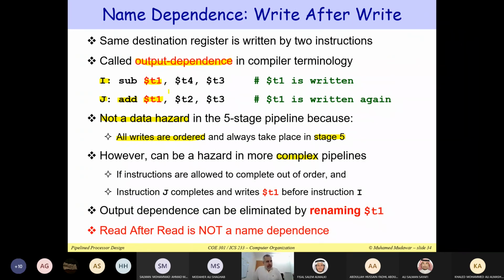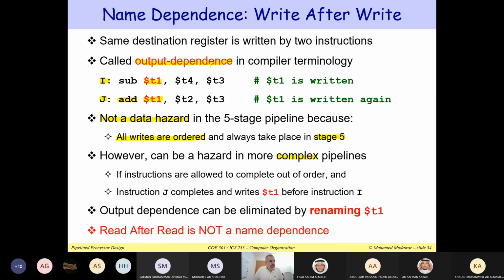So in our 5-stage pipeline, again, it's not a data hazard, but it can become one if you have a complex pipeline and you allow instruction J to complete before instruction I. If these complete out of order and I write to T1 out of order, then the final value of T1 will be the value of the subtract, not the value of the add. According to the programmer, the last instruction writing T1 should be the add instruction. So can we eliminate this name dependence?